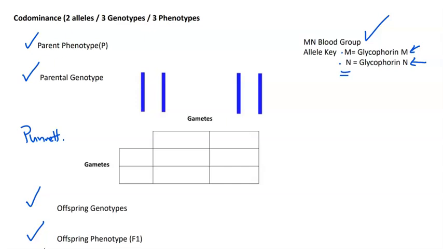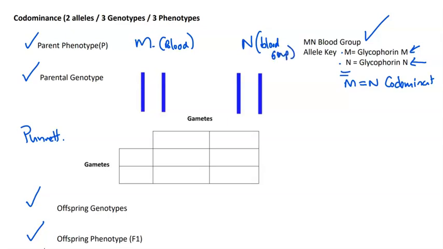So the parental phenotype that I would like to use is someone who's in blood group M. Oh, sorry, M and N are codominant. They both influence the phenotype. So I'd like to start with blood group M, so that's the blood group, and blood group N is the blood group. Now this means that our genotypes will be MM at the gene loci and NN at the loci.